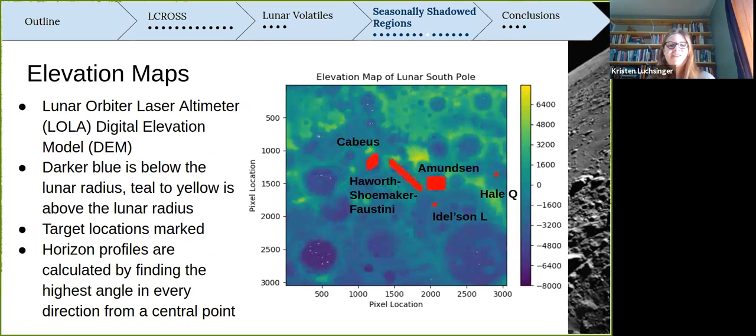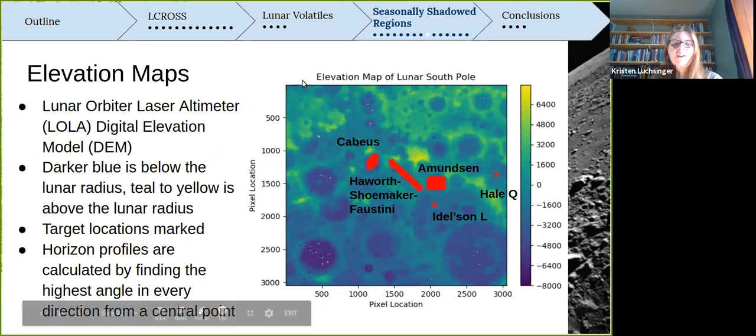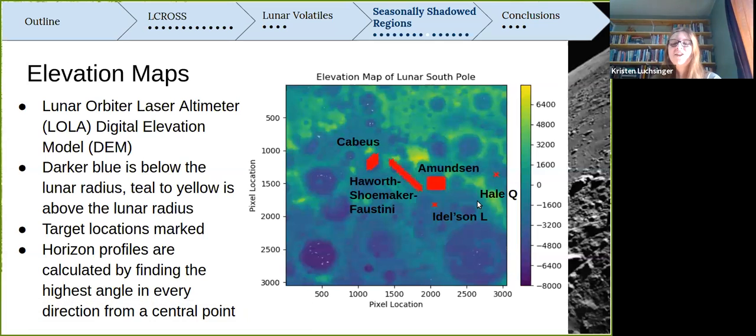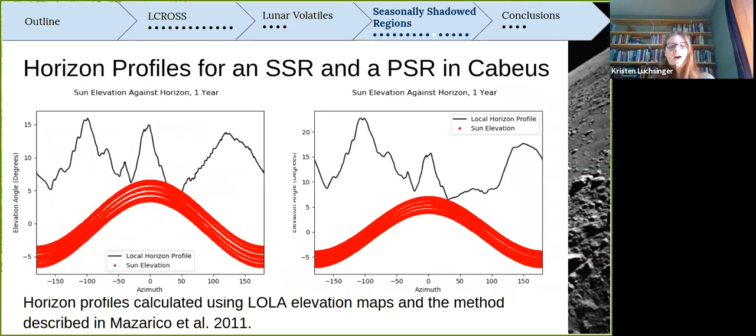And so in order to find the local horizon, I'm using LOLA digital elevation models. And so here I've plotted LOLA digital elevation maps, and I've also marked which craters I'm looking at in this study. I'll talk a little bit more about why I chose these locations later, but I calculate the horizon profiles by finding the highest angle in every direction from a central point. And in order to calculate them, I'm using the method described in Mazzarico et al. 2011. And so here I show horizon profiles for Cabeus crater.